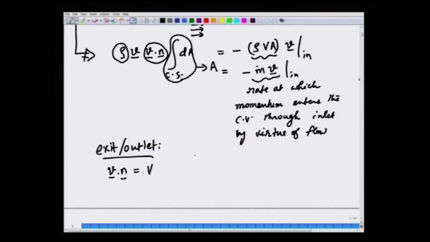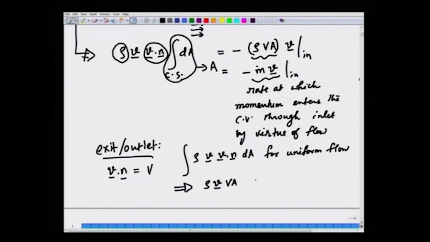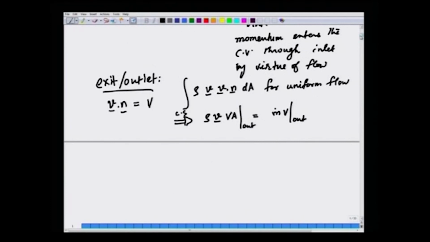So, the integral of rho v (v dot n) dA for uniform flow will become rho v v A. This is simply equal to, evaluated at the outlet, m dot times v evaluated at the outlet. So, when the flow is uniform, we get very simple answers for the influx and outflux term.